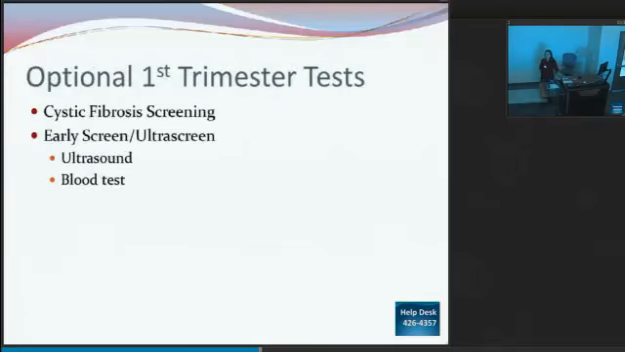And then there's some optional tests that we can also offer to the patients, just depending on what they want to do. So the first one is cystic fibrosis screening. Do you guys remember cystic fibrosis, what we're looking for? Okay. So the way that the cystic fibrosis screening works is it's just a blood test, and it only tests whether mom is a carrier of cystic fibrosis. So it doesn't really tell us anything about the baby at all, but it will tell us, does mom have this gene within her makeup?